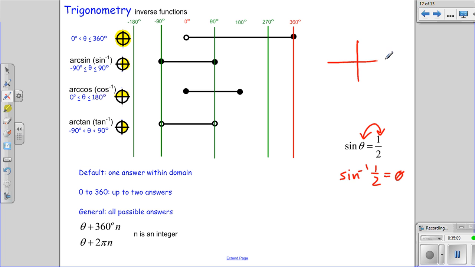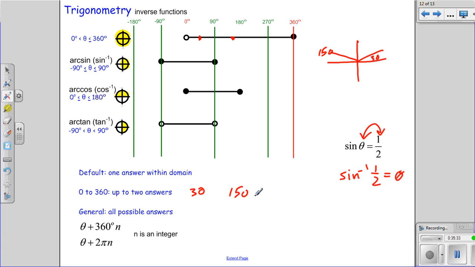So let's just sketch a unit circle. Sine of 1/2, I have it in the first quadrant with a 30-degree reference angle. And I also have it in the second quadrant at 150 with a 30-degree reference angle. So 30 and 150. Up here, I would see it here and here. So I would have two answers from 0 to 360, a 30-degree angle and a 150-degree angle.